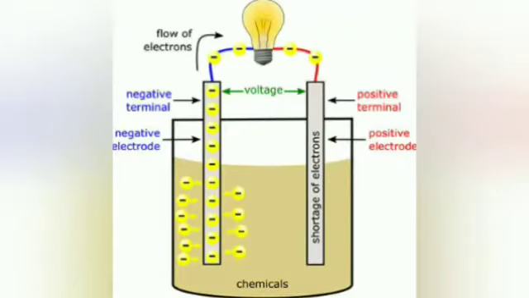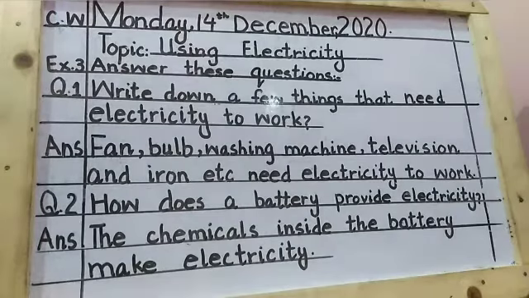Okay students, in this image you can see how two chemicals produce electricity in the battery. With the help of the chemicals we get electricity from the batteries. Students, as you have seen in the image, the answer to question number 2 is: the chemicals inside the battery make electricity. This is the answer of question number 2.